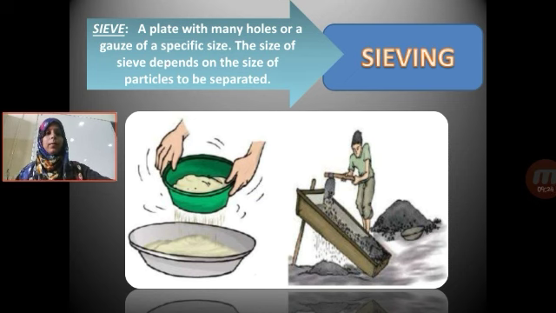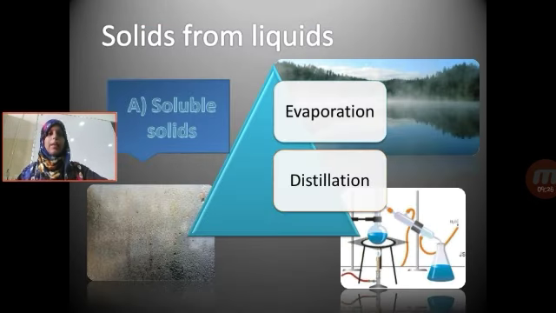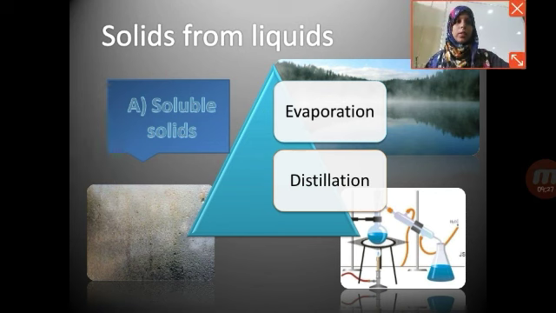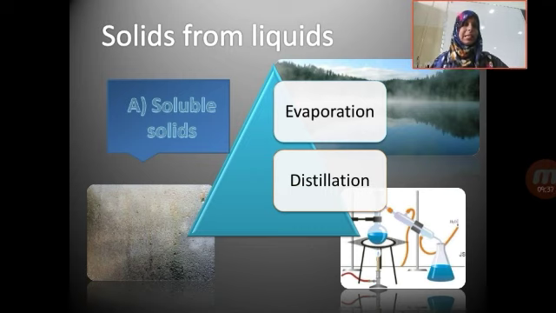Then we have separating solids from liquids. Now, we saw separating solids from solids. Now, let us see solids from liquids. The first type, where soluble solids are dissolved in liquids, involves the processes of evaporation and distillation. Condensation is also an example. Let us see them one by one.